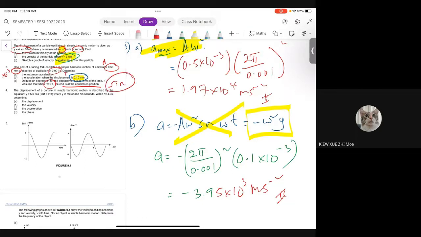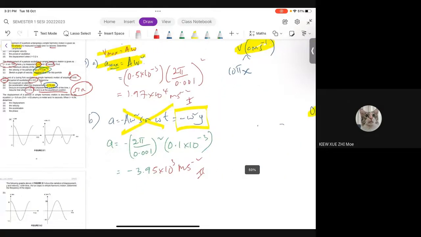Kalau dia kata assume when t is 0, the end is at maximum amplitude, so graph cos. Atau dia kata assume when t is 0 is at the end of minimum amplitude ataupun negative amplitude, so graph you kena start dengan negative cos. Please be careful dengan wording tu.